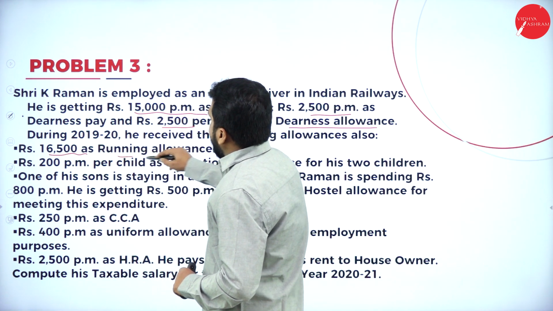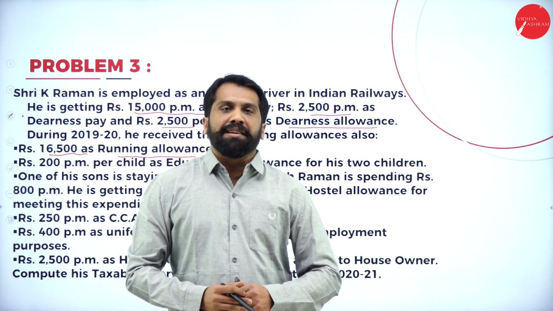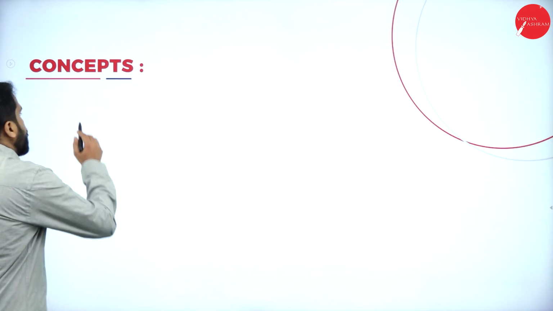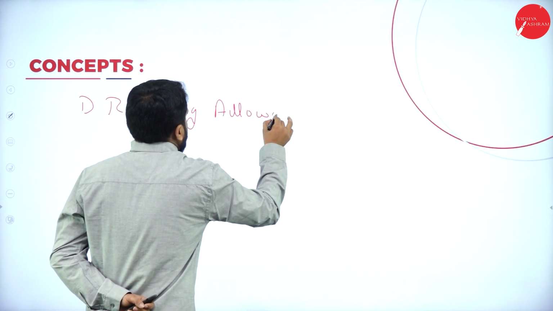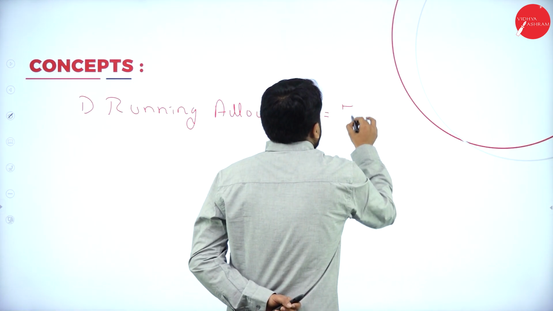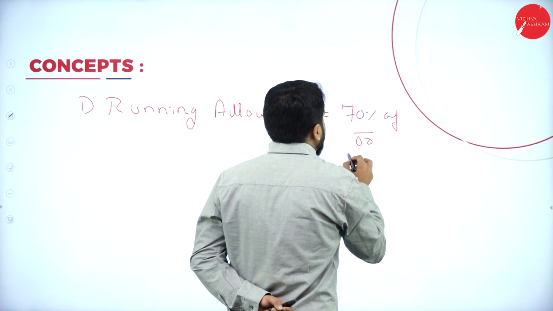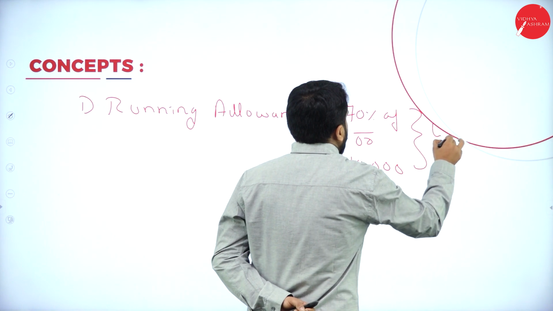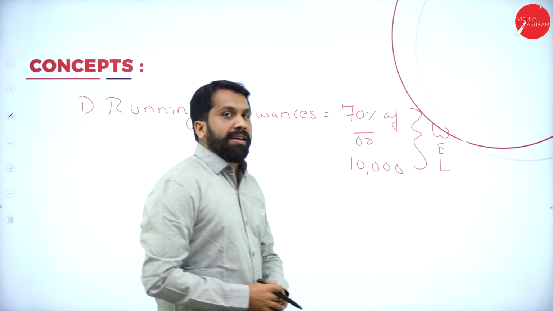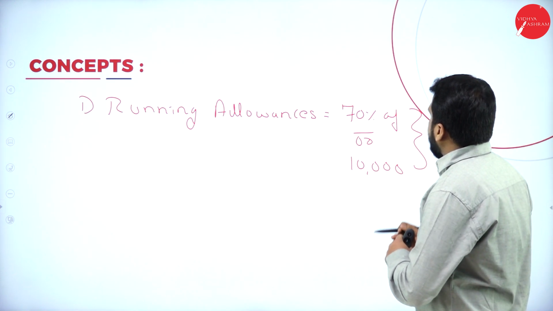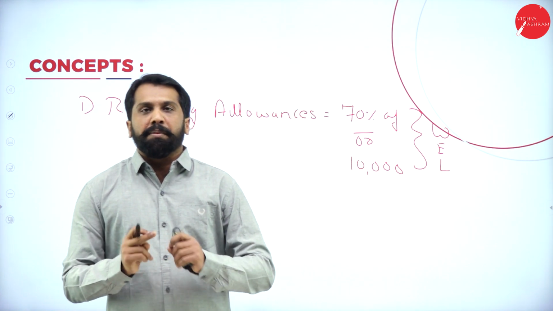Rupees 16,500 as running allowances. Now, if they are giving any running allowances, what is the calculation? I'll go back to your concept class. If it is running allowances, remember, 70% of your allowances or 10,000, whichever is less has to be taken as exemption. Remember, in case you are given running allowances, you are supposed to calculate 70% of the allowances or 10,000, whichever is least has to be taken as exemption. Remember this. I'll go back.